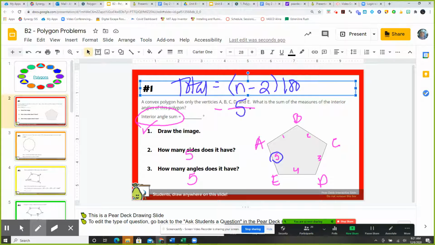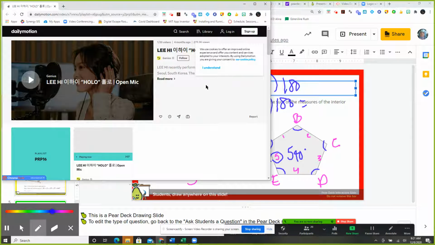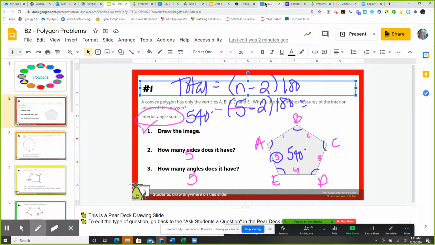5. So we're going to substitute that in. 5 minus 2 times 180. And what do we get? 540. That total angle measure, if I added A plus B plus C plus D plus E, is going to be 540 degrees. And that works for every single polygon. If you know the number of sides, you can find out how many degrees in that whole shape.